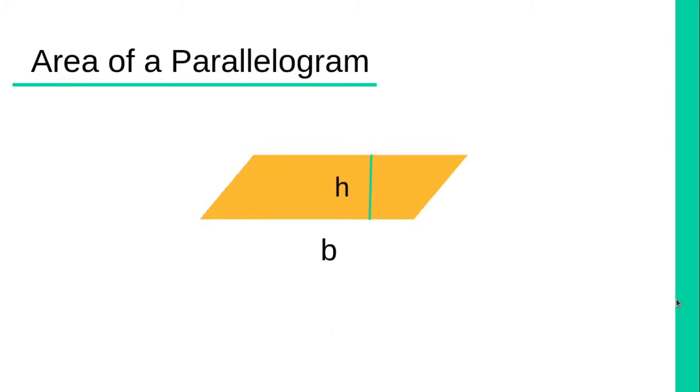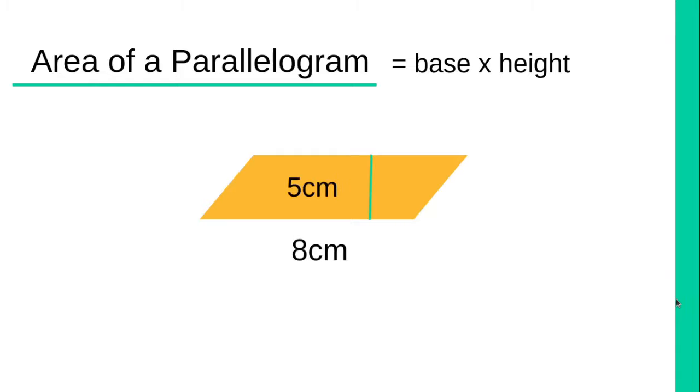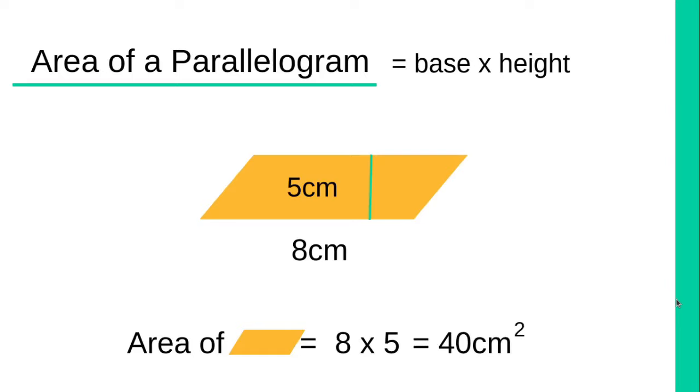The area of a parallelogram is very similar to that of a rectangle. All we need is the base and the height, and the area will be the result of multiplying these two values. For example, if the base measures 8 cm and its height measures 5 cm, then the area of the parallelogram will be 8 times 5, which is equal to 40 squared centimeters.